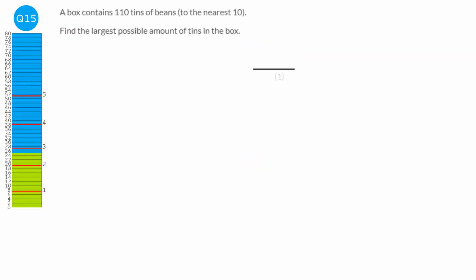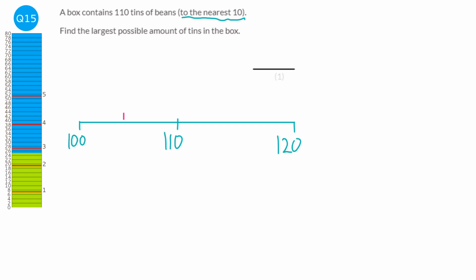If I start by drawing a number line, and we're going to put the 110 in the middle. Now I'm going to label the next one down and the next one up. It says to the nearest 10, so the next one down would be 100, and the next one up would be 120. Now we're interested in the cutoff, and the cutoff point is between the two numbers.